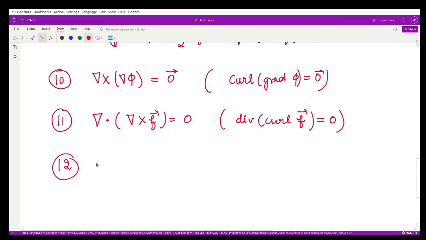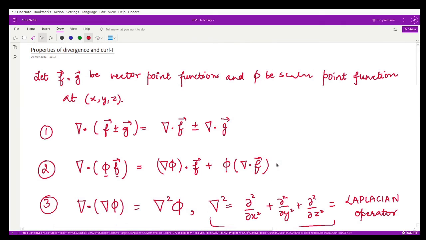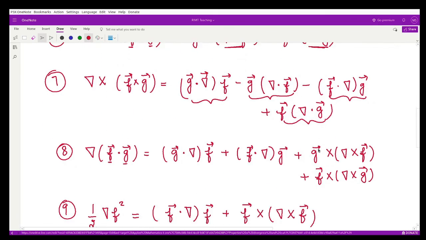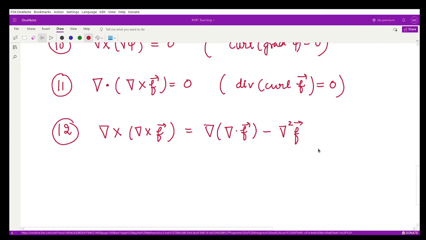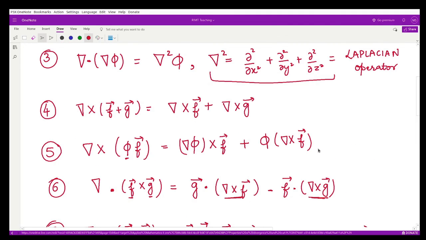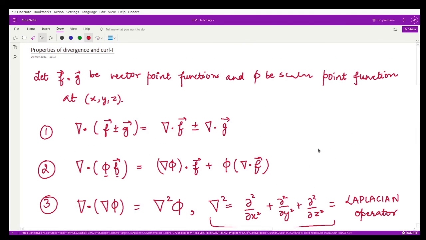The last property here states that if you take the curl of the curl of vector f, this is equal to del of del dot vector f minus del square vector f. So this is the last property. So you could try to prove all these properties by yourselves. The proofs are pretty simple, and moreover you should remember them, as using these properties becomes quite useful in some cases where typical calculations are otherwise required to be done.